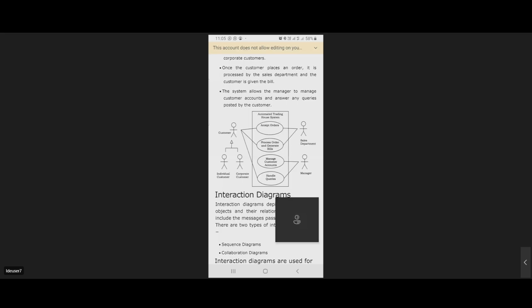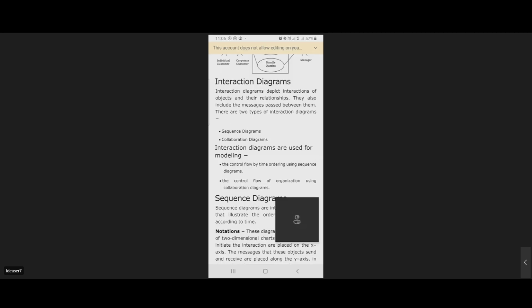The next is the interaction diagram, which depicts the interaction of objects and their relationships. It also includes messages passed between them. There are two types of interaction diagrams. One is called sequence diagrams, and the other is called collaboration diagrams.